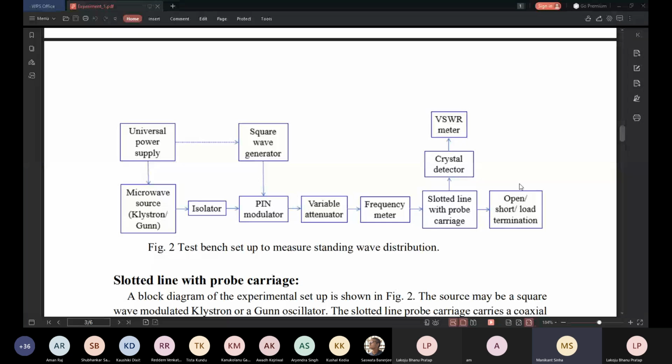So the basic components I will name one by one and explain in one or two lines, and then we'll come to how the wavelength is measured, how the frequency is measured, then the crystal detector part and the SWR meter part. First and foremost important thing in this microwave setup is the microwave source. So we have the first component as the microwave source that you can see. Now you can use klystron as the microwave source or gun as a microwave source.